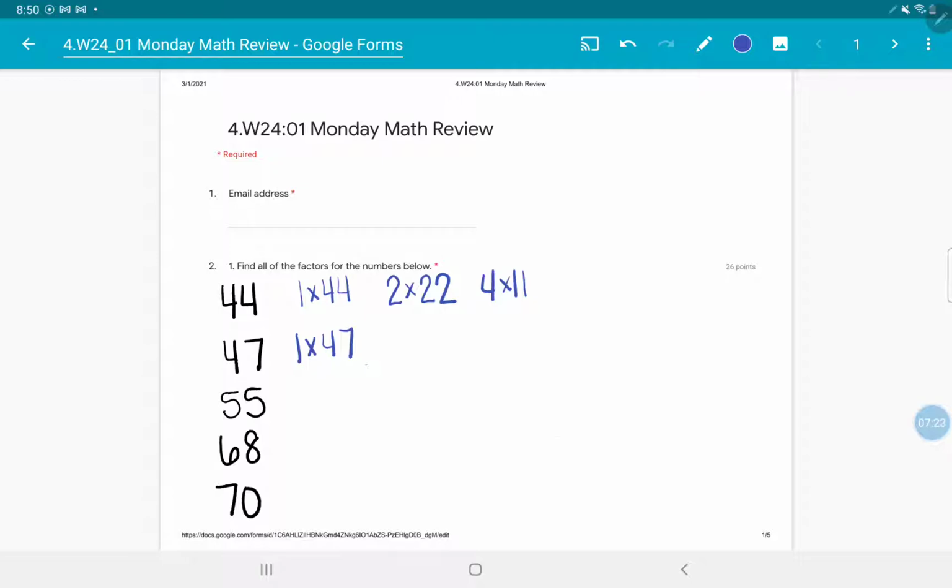Okay. 4. We just found that 4 times 11 is 44. 4 times 12 would be 48. So that's not going to work. Is 5 a factor? No, because it would have to have a 0 or a 5 in the ones place.